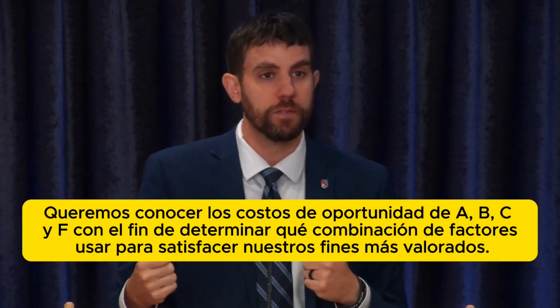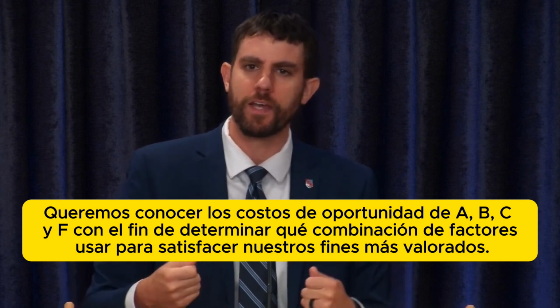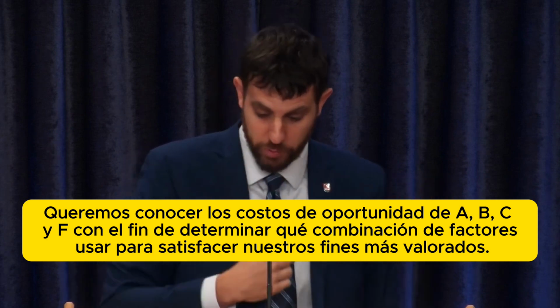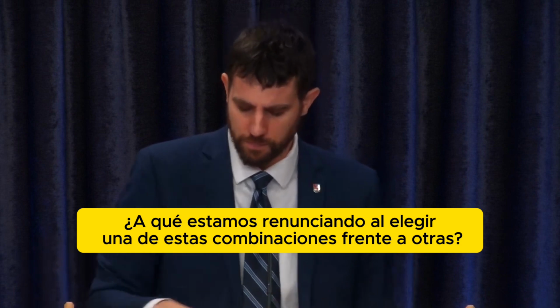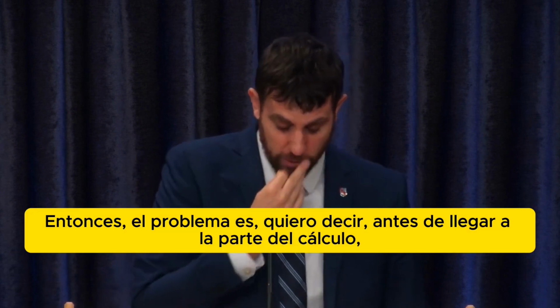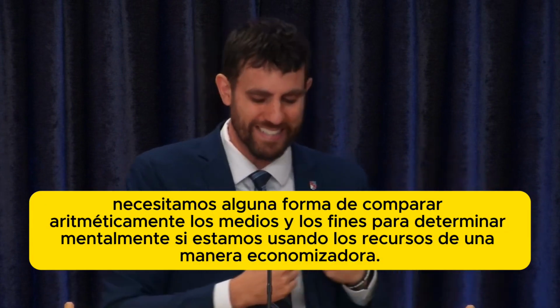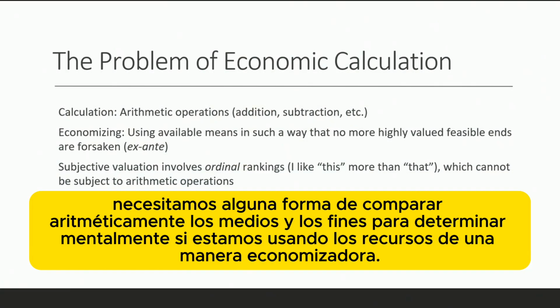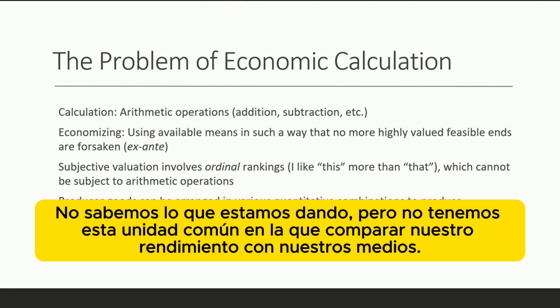We want to know the opportunity costs of A and B and C and F in order to determine what combination of factors to use to satisfy our most highly ranked ends. What are we giving up by choosing one of these combinations compared to others? So the problem is, before we get to the calculation part, we need some way to arithmetically compare means and ends to mentally ascertain whether we're using resources in an economizing way. If all we know are these physical resources we can use to produce things, we don't have a common unit in which to compare our yield with our means.